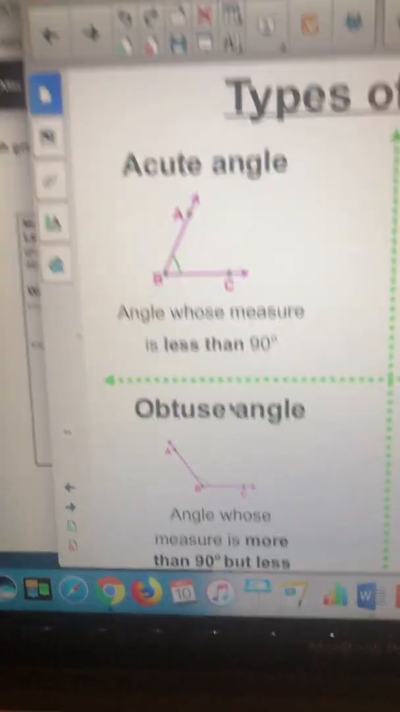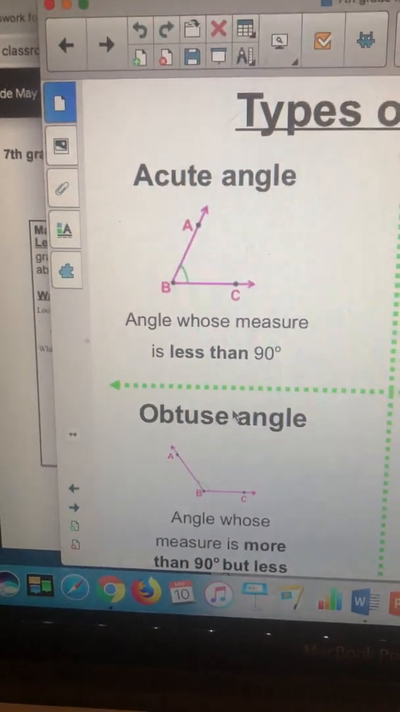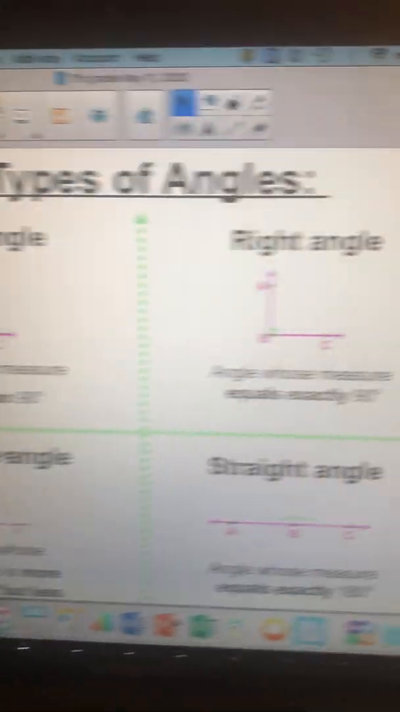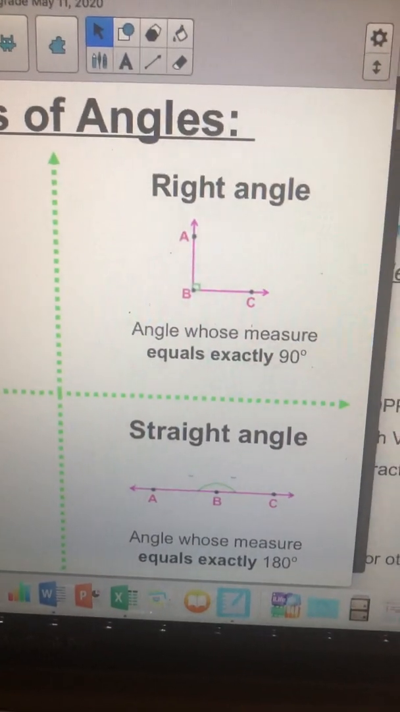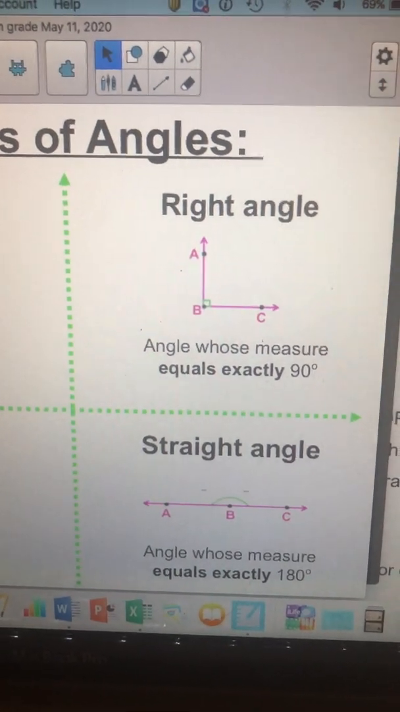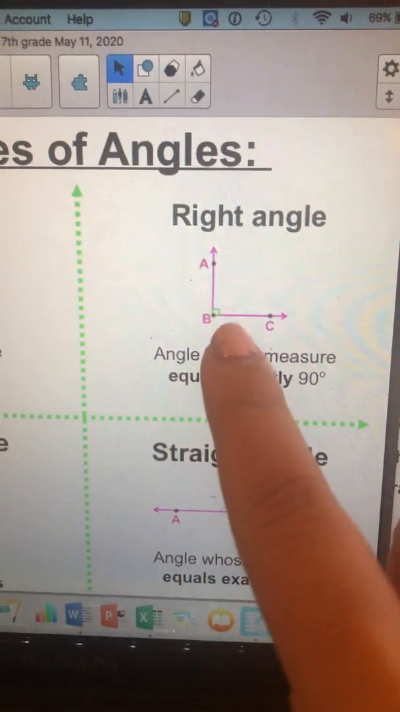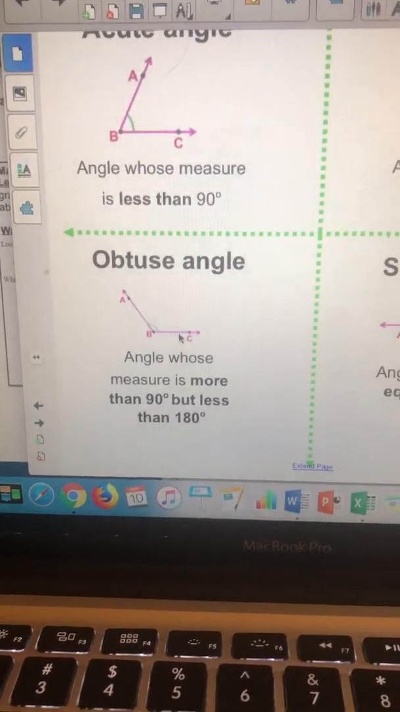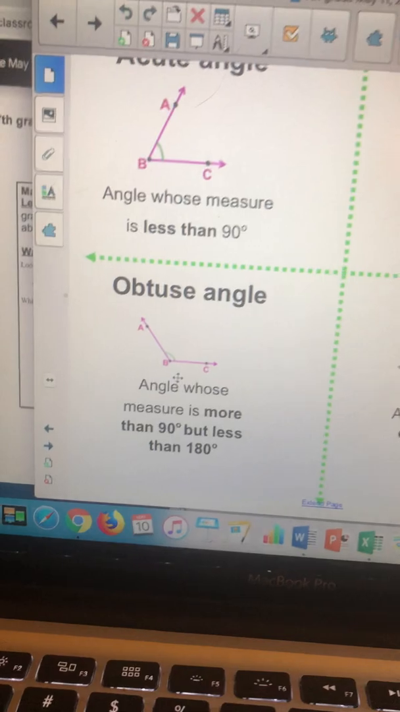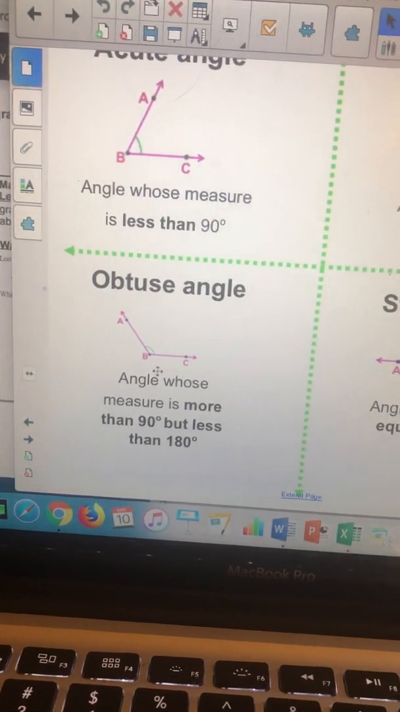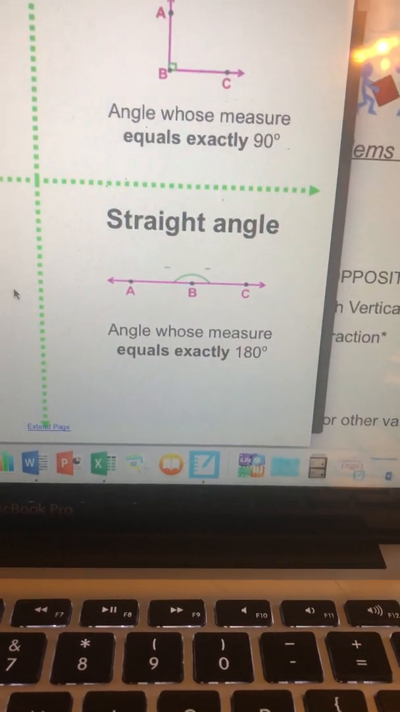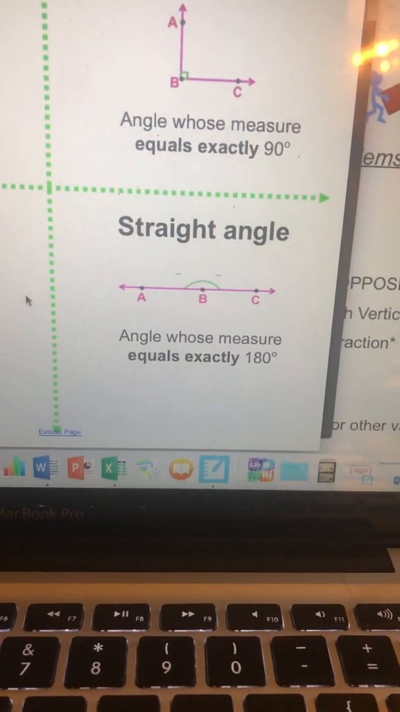So you have an acute angle. An acute angle is any angle whose measure is less than 90 degrees. You have your right angle. It's any angle whose measure equals exactly 90 degrees, and we use that little box in the middle to indicate that the angle is a right angle. You could have an obtuse angle where the angle's measure is more than 90 but less than 180. And then you can also have a straight angle whose angle is exactly 180 degrees. That would be a straight line.